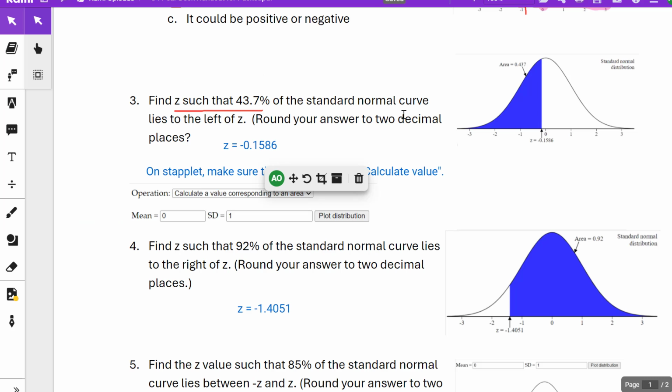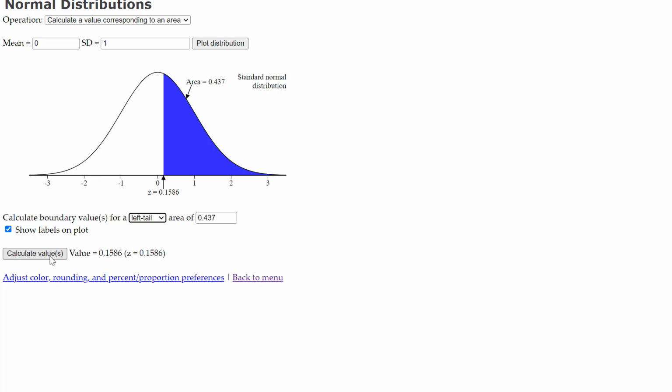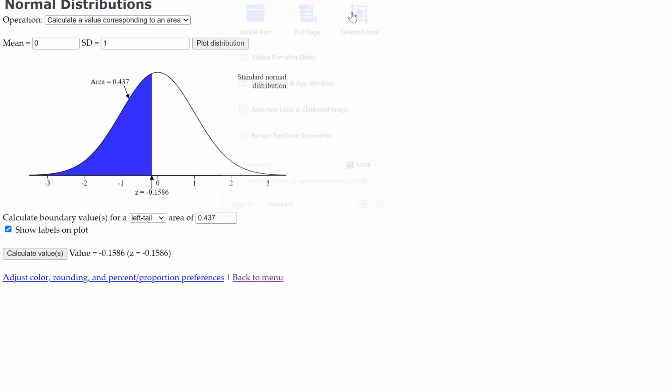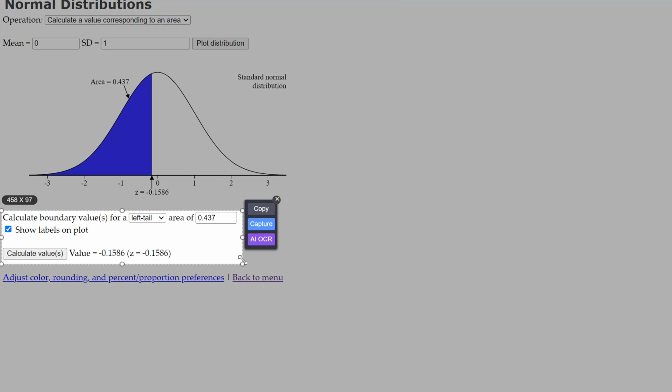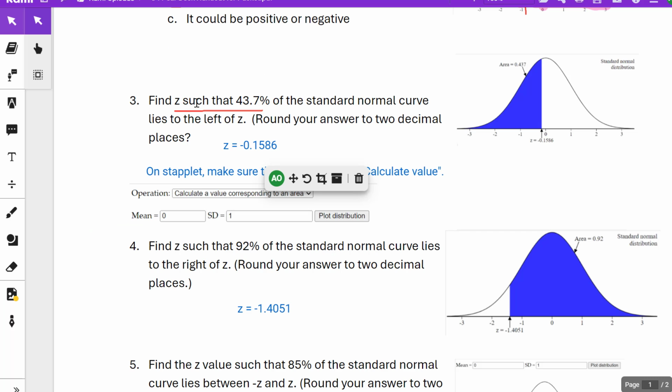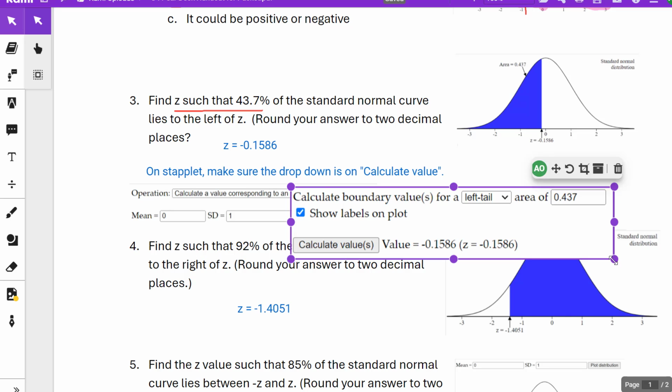This one, let me do this one, was 43.7 to the left. So 0.437. And you make sure you do left, calculate, and it gives you the graph. So I'll just show you. There's the left tail, and that's how it comes out, just in case you're like looking at this handout and you're like, what did she do? Well, that's what I did.